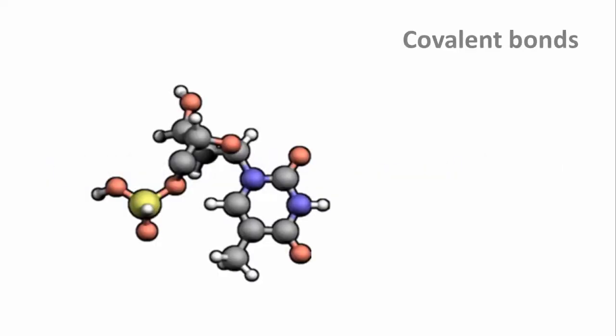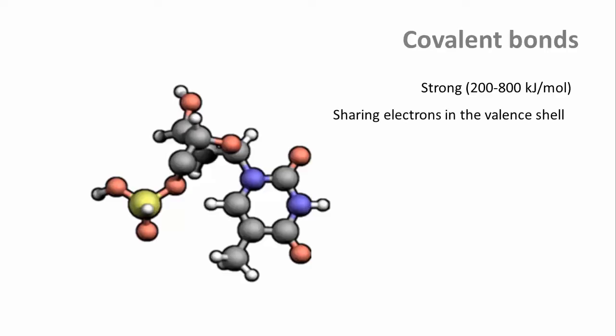We've learned about covalent bonds before, like the ones between the atoms of this molecule, thymidine phosphate. Covalent bonds are strong, meaning that it takes a lot of energy to break one, about 2 to 800 kilojoules per mole, and that they are about sharing electrons in the valence shell of two atoms, that is, the outer electron shell. Making and breaking these covalent bonds is the essence of chemistry and, of course, biochemistry.